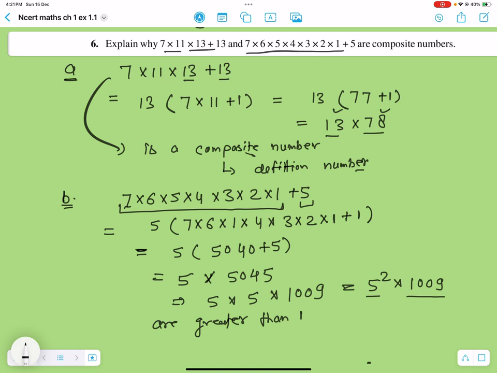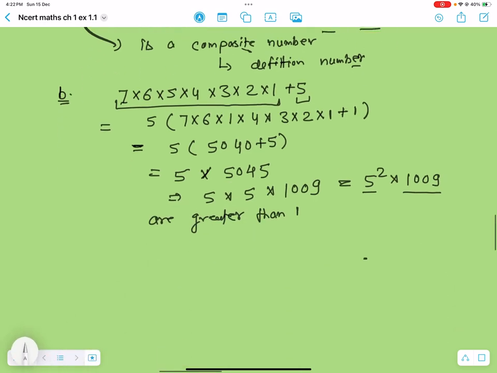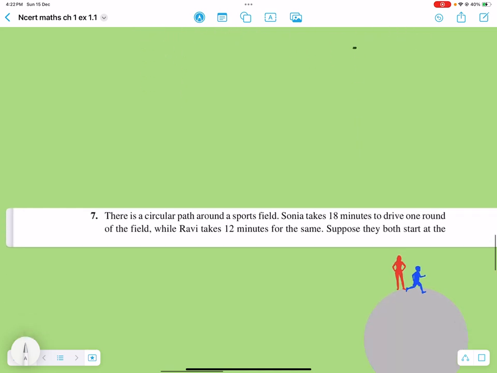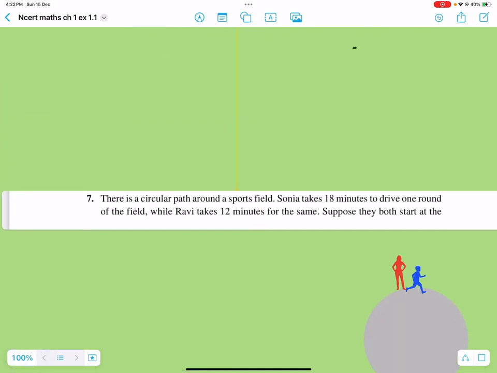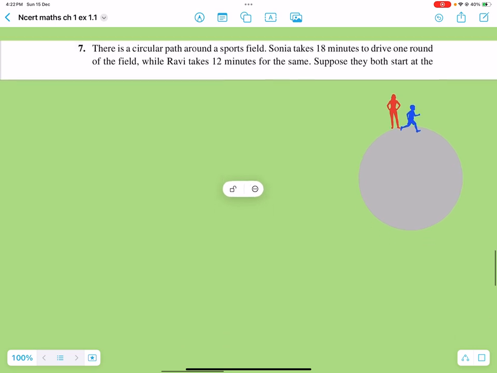Clear? So in some cases you have to apply the definition of the composite numbers. Sometimes you have to go by some theorems. So that's how you solve these questions. But I'm sure these are very, very simple questions for you guys. Cool. Okay, so our next question.